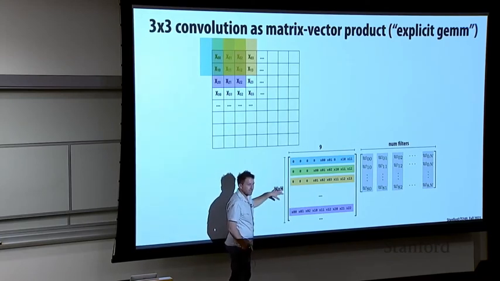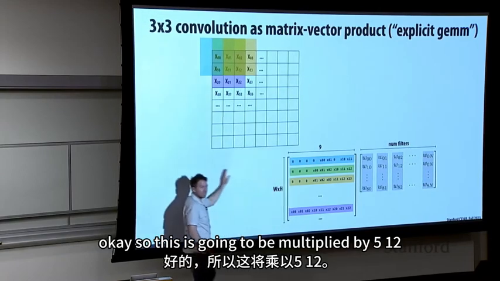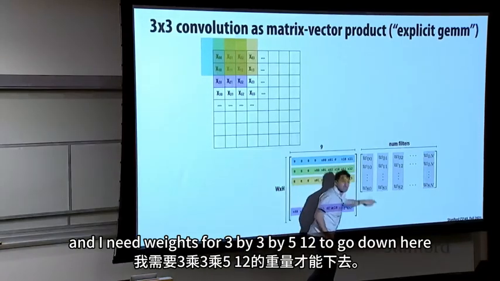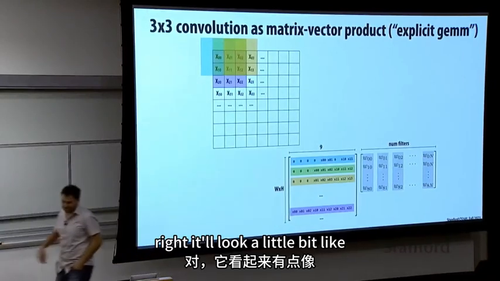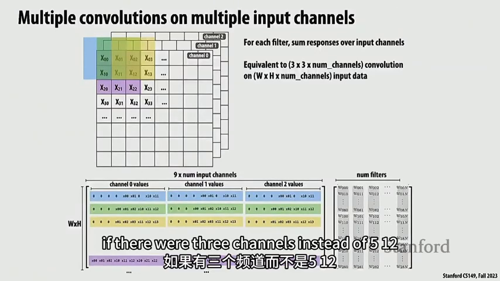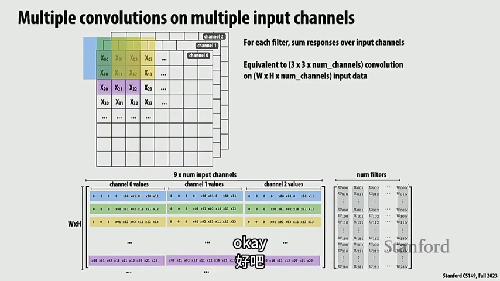Yeah. Have more rows, like you add on to each other. Okay, so this is going to be multiplied by 512. And I need weights for 3 by 3 by 512 to go down here. So I'm going to get much, much bigger matrices. Right? It'll look a little bit like this if there were 3 channels instead of 512. This is RGB, let's say. It would look like this. Okay?